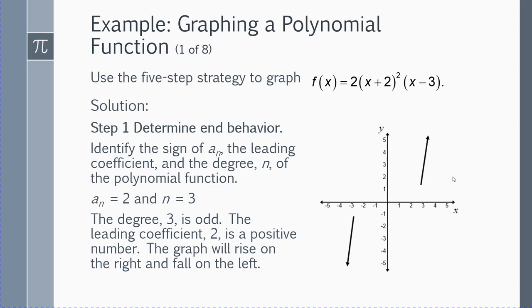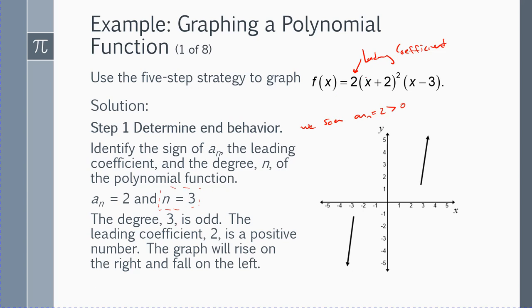Okay, so the first thing you're going to do is determine the end behavior. So notice how you have this 2 out in front. This is still the leading coefficient. Okay, so identify the sign of the leading coefficient. So we see a sub n is equal to 2, which is greater than 0. And now the degree n of the polynomial function. So you'll notice here that the degree is 3.